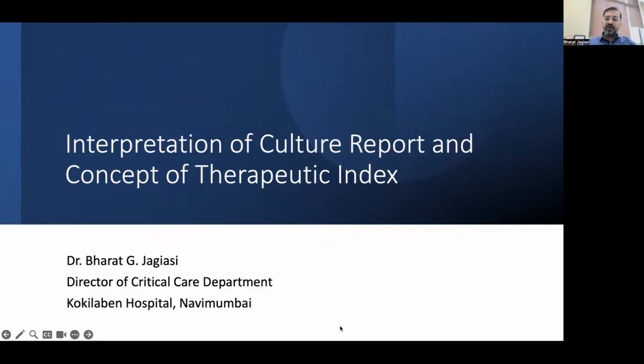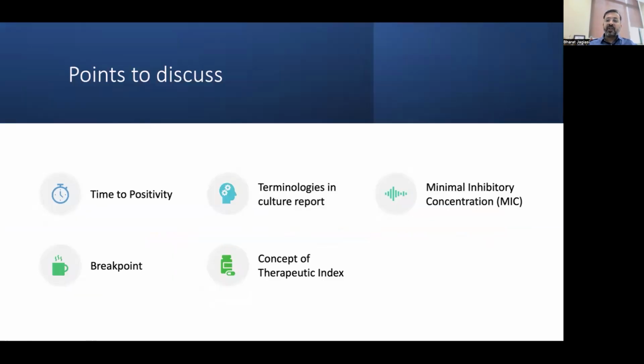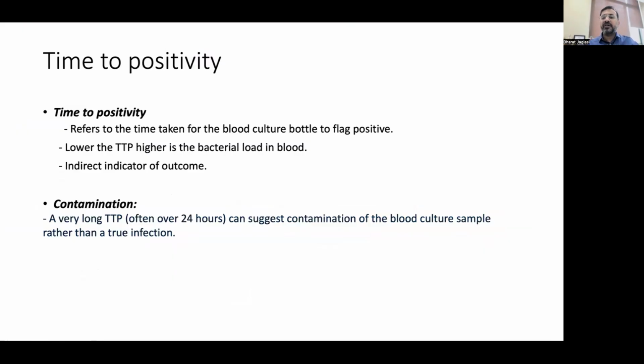So as discussed, we'll be talking on the interpretation of culture report and the concept of therapeutic index. I am Dr. Bharat Jagiasi, Director of Critical Care Department, Kokilaben Hospital, Navi Mumbai. What will be discussed in this talk is the time to positivity, what exactly it means and what is the rationale behind it. Terminologies in culture report, including minimal inhibitory concentration, that is MIC, breakpoint, and also eventually the concept of therapeutic index. When we talk of the time to positivity, this is related to the blood culture.